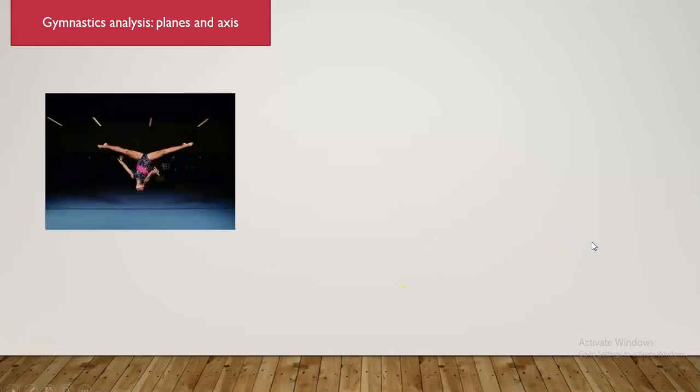So first of all, we are going to look at this, which is a cartwheel. So a cartwheel, we are using the sagittal plane. So we're going alongside the sagittal plane that splits our body into a left and right side. And in this plane, it is connected to the anterior posterior axis, which we are traveling around.